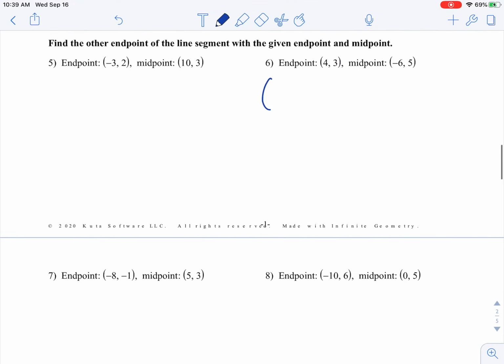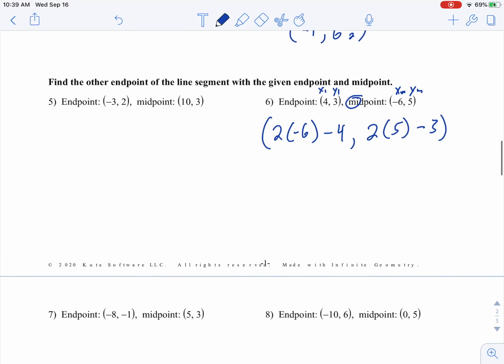So I need to do 2 times -6, subtract 4. So this is xm, ym, because midpoint starts with m, x1, y1, comma, double 5, subtract 3. Parentheses inside parentheses, not always the best looking thing. I might use the dot for times here. Okay, so what is this? 2 times -6 is -12, take away 4, comma, 2 times 5 is 10, take away 3.